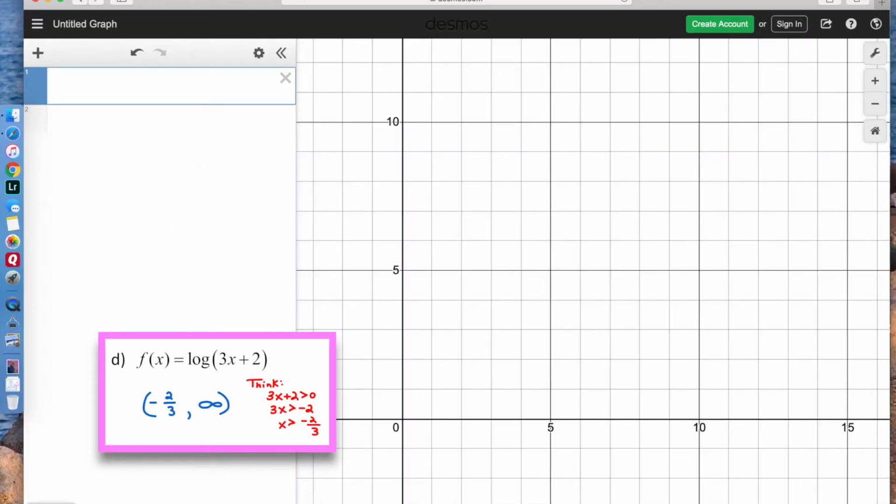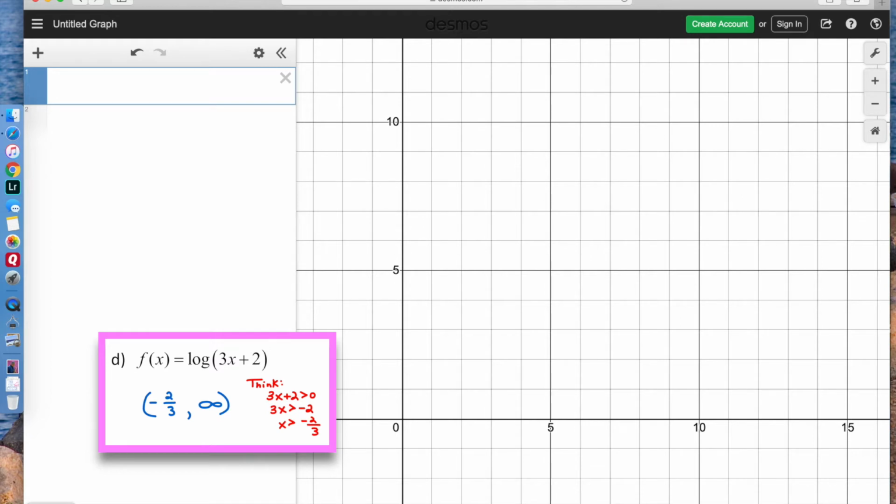D. This is the one with the logarithm. I still want you to do the problem. Some of you hear me say, I'm not going to test on this, and you skip those problems. I still want you to do the problem because you need to be practicing stuff with logarithms because we will get to logarithms eventually. So let's take a look at this.